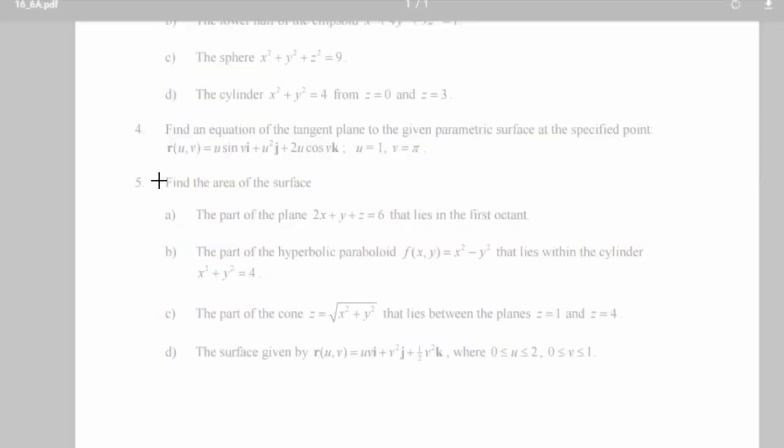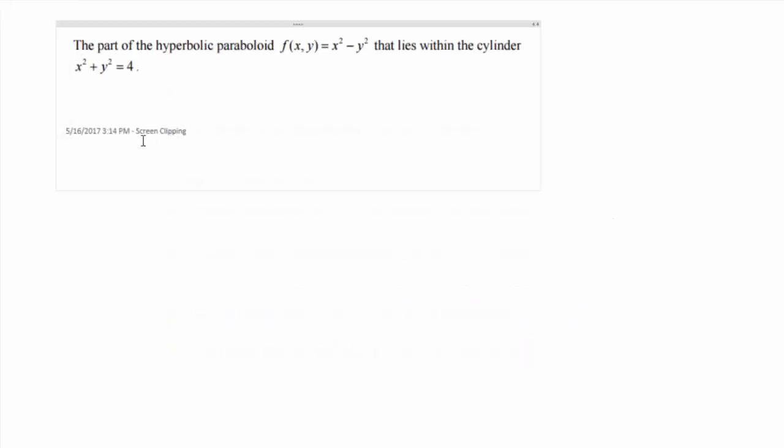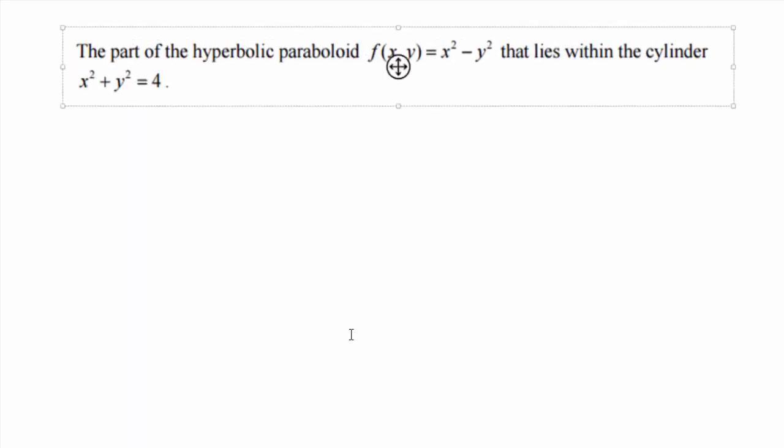So we're going to find the area of the surface. It's the part of the hyperbolic paraboloid, f of x, y equals x squared minus y squared, that lies within the cylinder, x squared plus y squared equals 4. So anybody remember what a hyperbolic paraboloid looks like? Yeah, it's that saddle shape, or if you like Pringles potato chips, it's that Pringles shape, right?